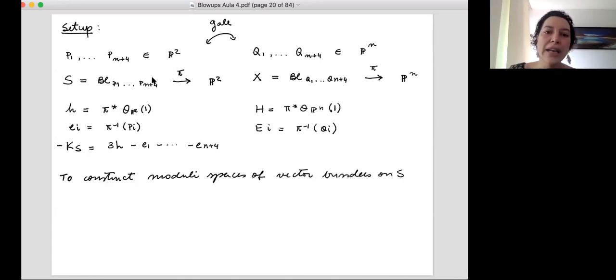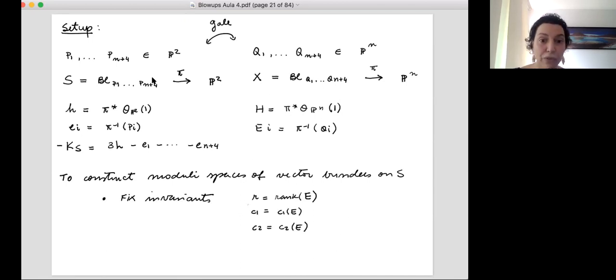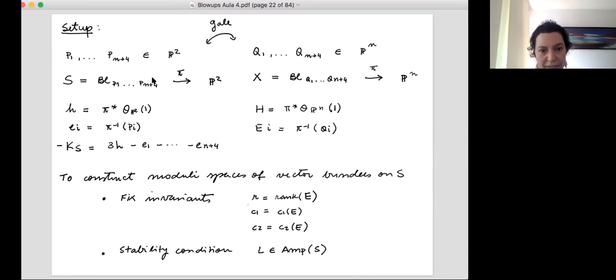Okay. And now I'm going to explain to you how we construct moduli spaces of vector bundles on the surface S. To construct these vector bundles, first of all, we will have to fix the numerical invariants of the vector bundle. So in this case, we'll always fix the rank, the first Chern class and the second Chern class. So this will be fixed. And then to get a moduli space, we will define a stability condition. And this stability condition is always defined in terms of some ample line bundle L.